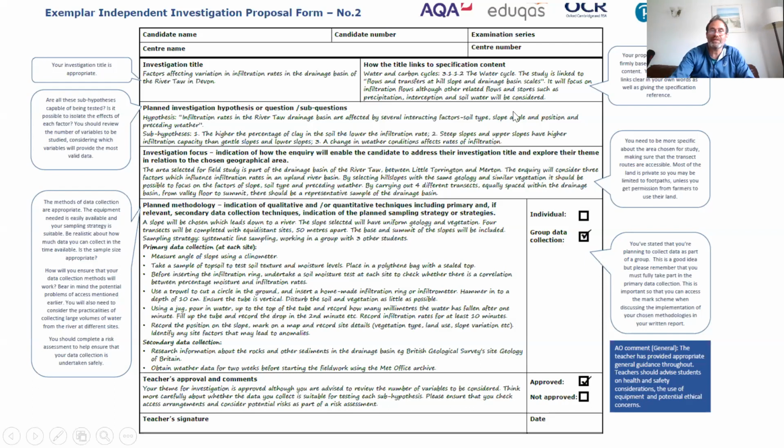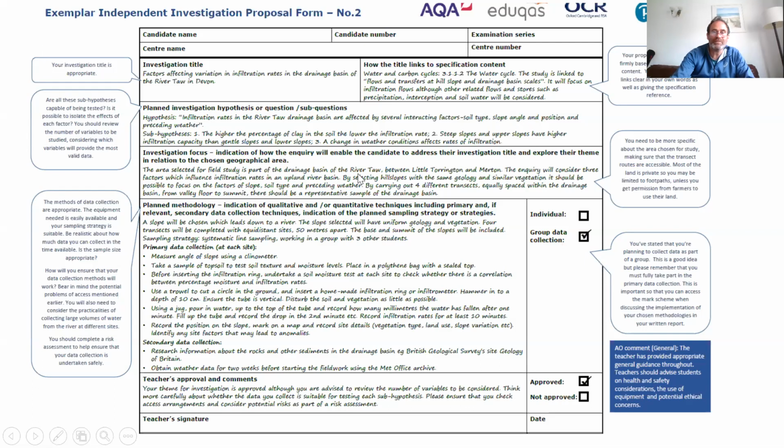If we go on to this one here, steep slopes and upper slopes have a higher infiltration capacity than gentle slopes and lower slopes. Again, I think that's a good solid one to do. And then a change in weather conditions affects the rate of infiltration. Now, one of the things you need to make sure is that you've hit the different subcomponents.